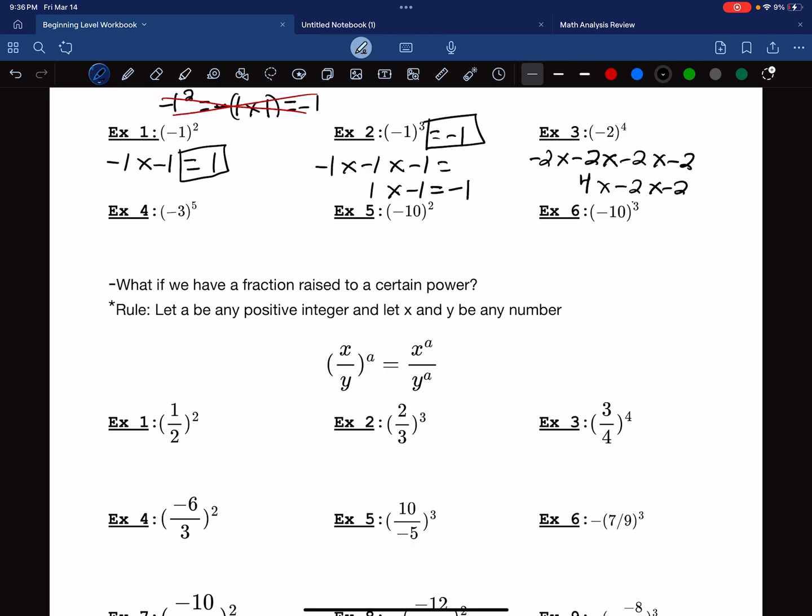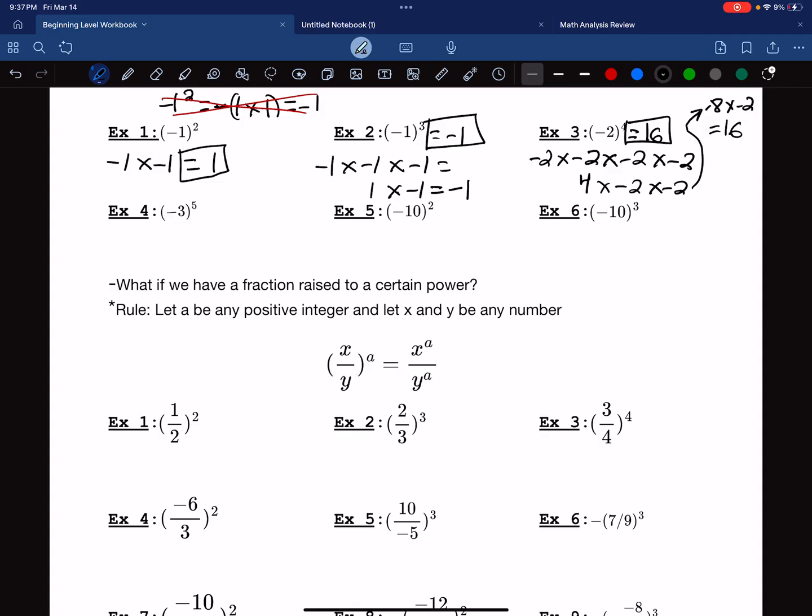So 4 times negative 2 is negative 8, because a positive times a negative is a negative. Then we have negative 8 times negative 2, which gets us positive 16. So for example 3, our answer is positive 16. Now looking at example 4, we have negative 3 to the 5th power. I encourage you to pause this problem and try it on your own.